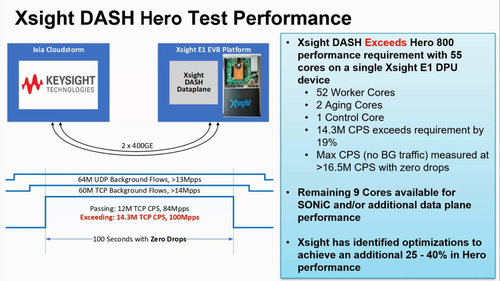And that's challenging because any kind of instantaneous load could make you drop one packet. Over the course of 100 seconds and many billions of packets, it might not be that hard to drop a packet, but this test requires that you have 0 drops. And so when we took our Dash data plane to an independent testing partner, they ran the hero test setup using the Ixia CloudStorm traffic generators.